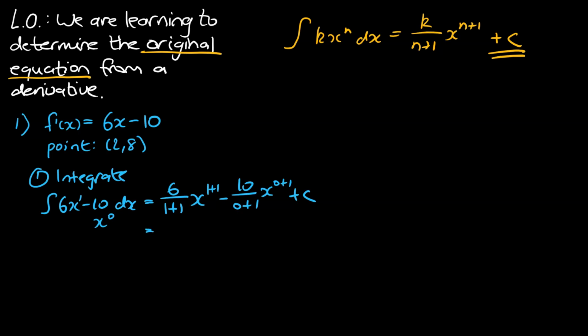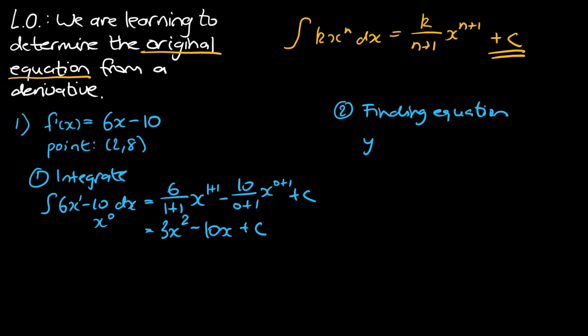Let's simplify this. This part becomes 6 divided by 2, which is 3x squared. We're then going to go minus 10x plus c. So that's the integral, and that's the first part. The next step is finding the equation. So let's move this up here. Step 2, finding the equation.